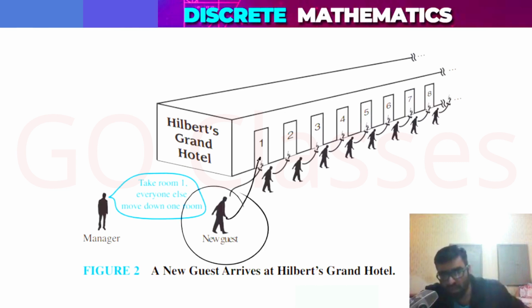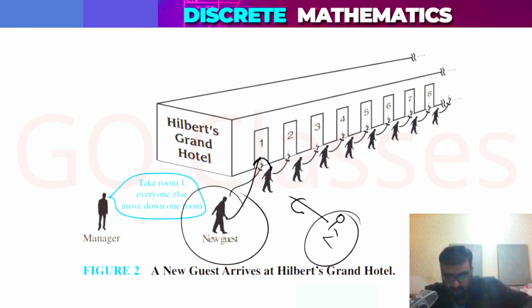The new guest will go in the first room. This is how you can do it. And remember, after this new guest has been accommodated, if another person comes, he also can be accommodated. You can also allocate him a room. What you will do, again, you will shift every person to the next room. So you can see, this is the point, that in this hotel you can always get a room.